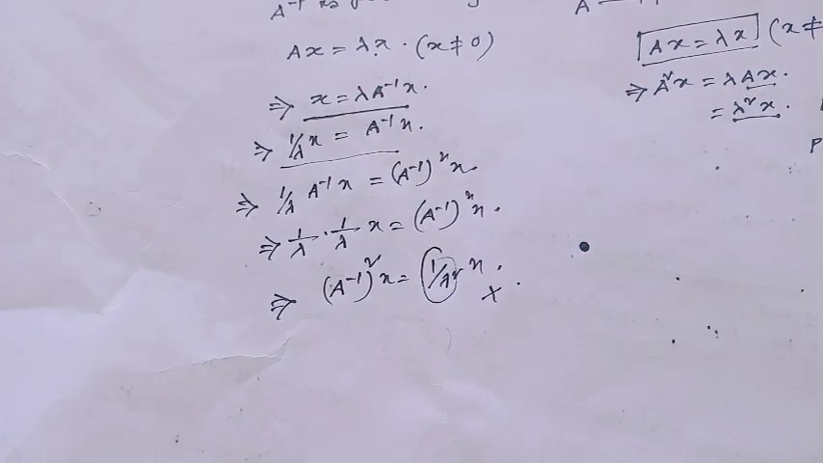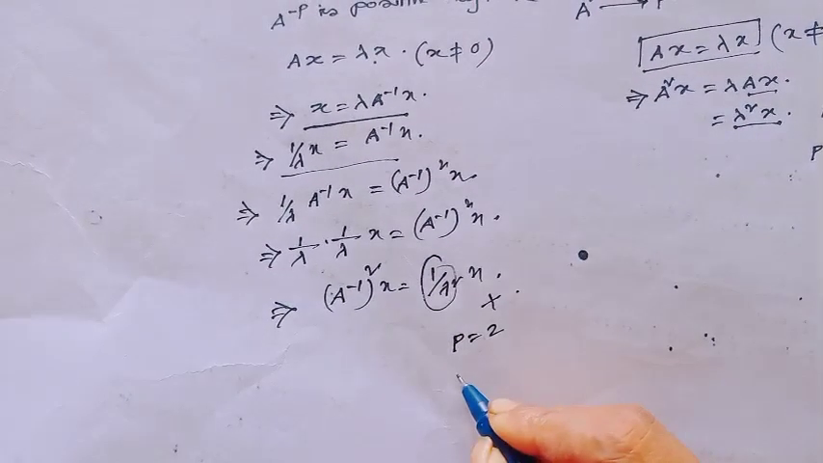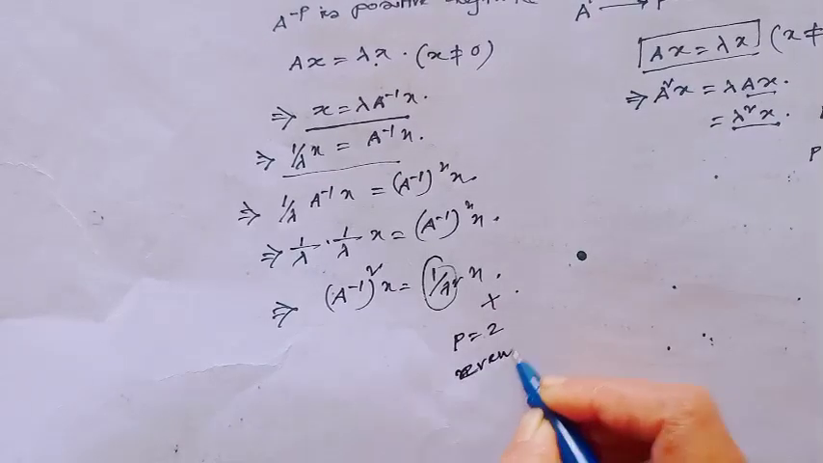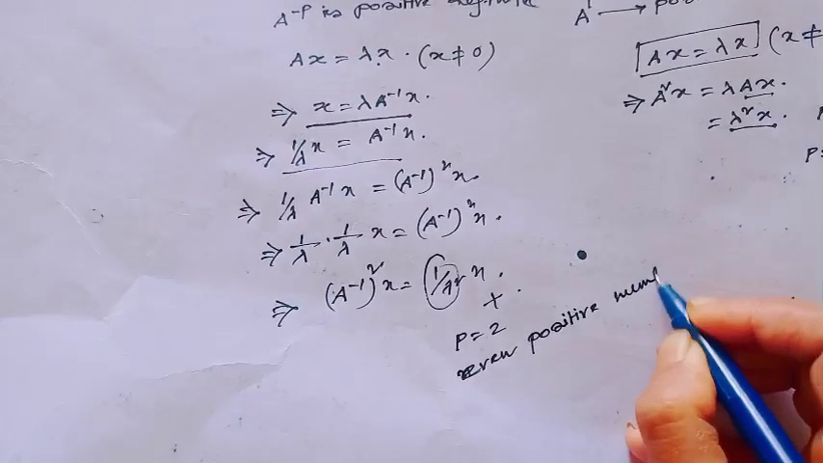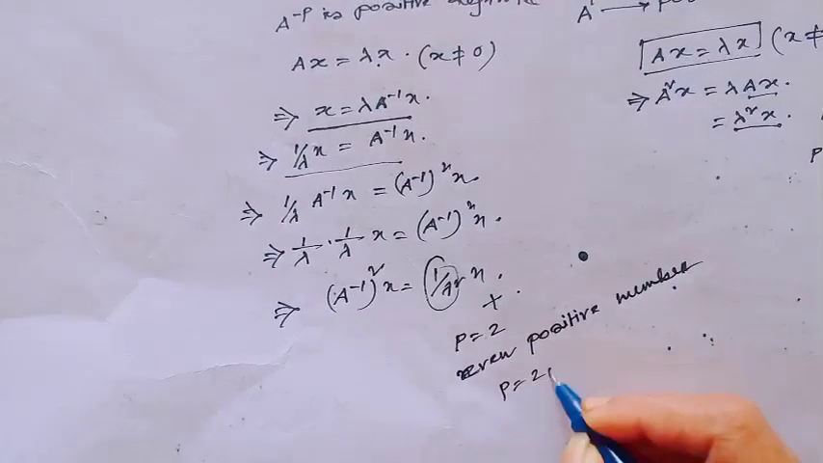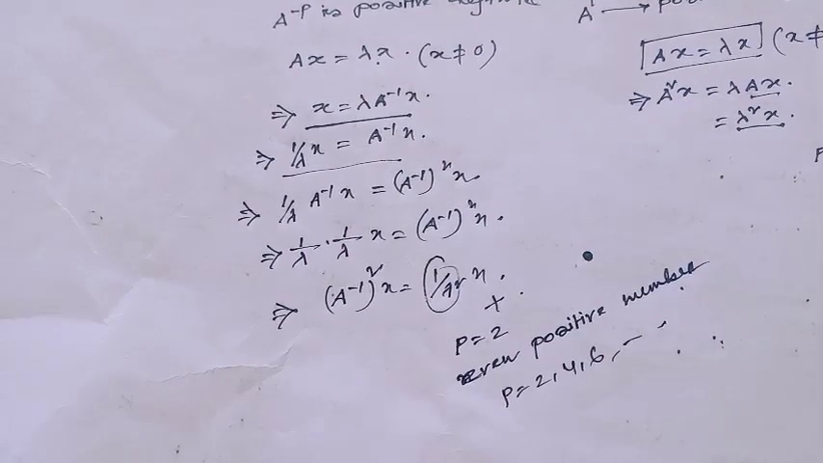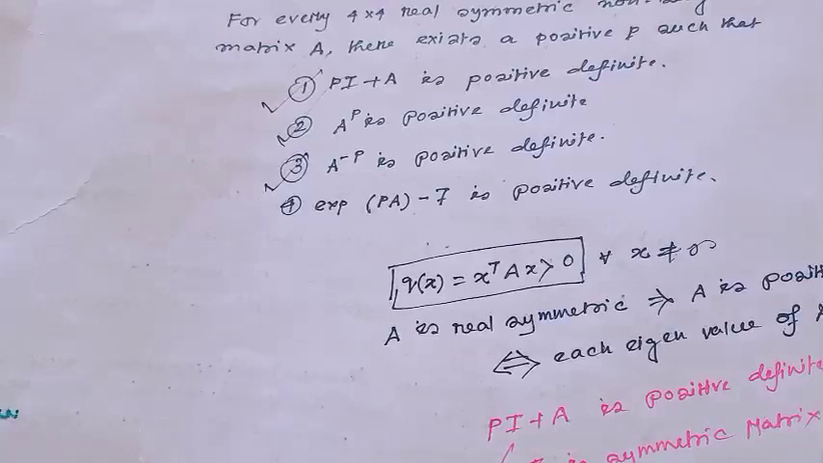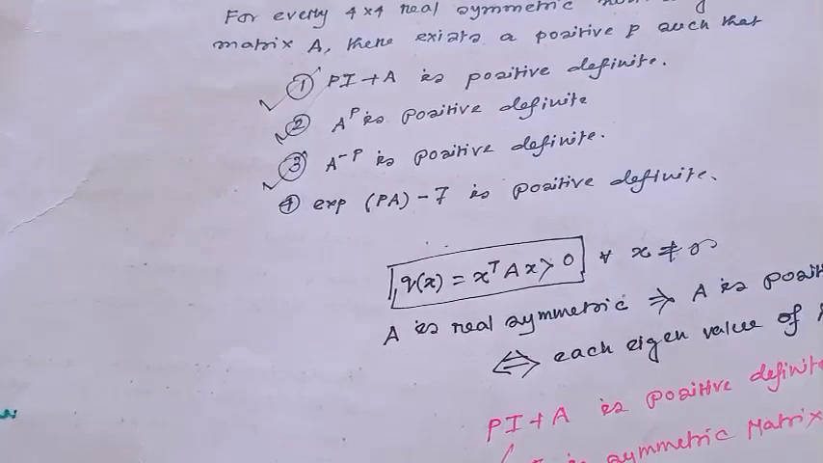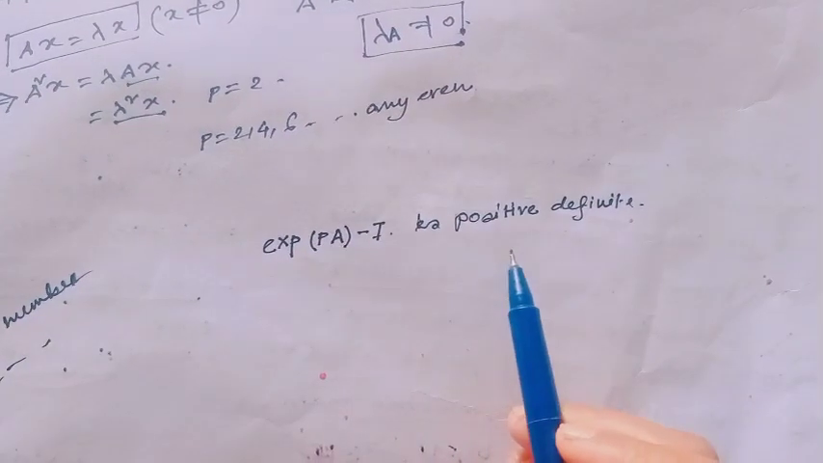Okay. Therefore, here I have considered P equal to 2. Therefore, for even positive numbers P equal to 2, 4, 6, I will always get a positive definite matrix. So, similar to option 2, option 3 is also a right option, A to the power minus P is positive definite. My next question: exp(PA) minus I, is it positive definite?